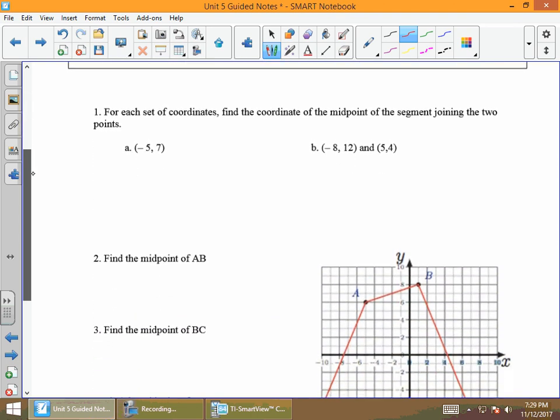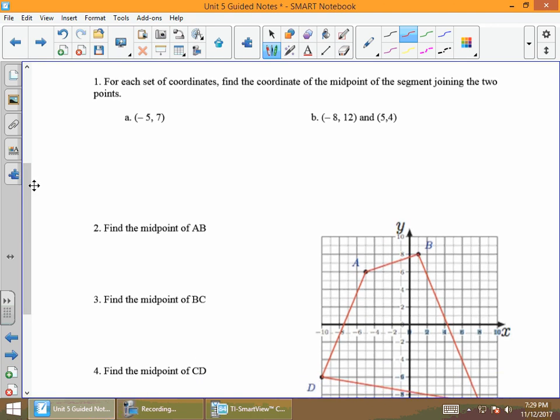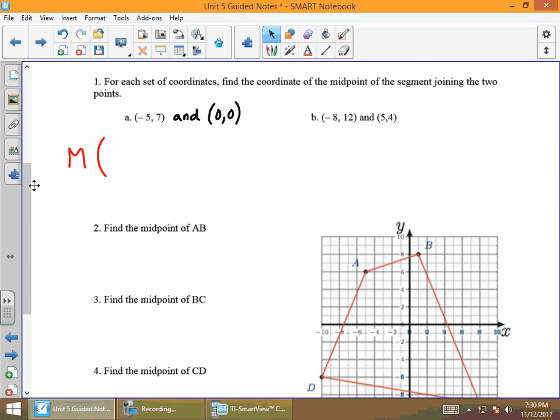Well, let's take a look. For each set of coordinates, find the coordinates of the midpoint of the segment. I will always call my midpoint M. It looks like this first one says for each set, but I only see one point there. So let's go ahead and throw another point in. Let's use the origin, since there's nothing there. Choose the origin as the point 0, 0.